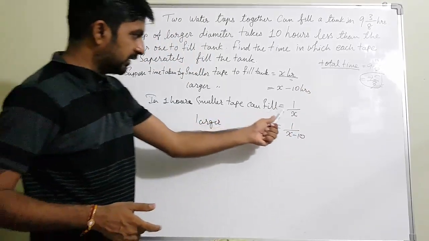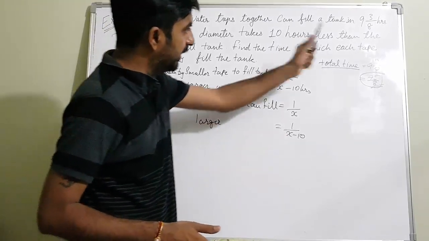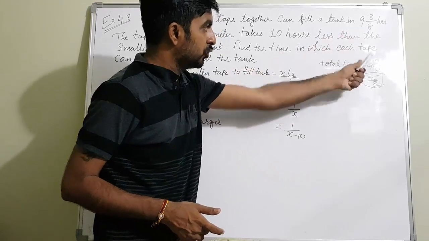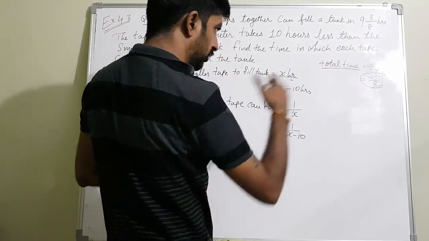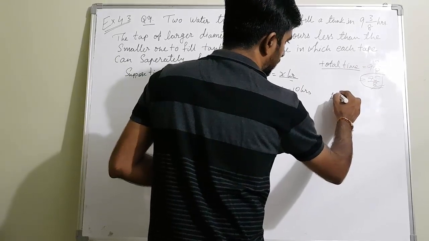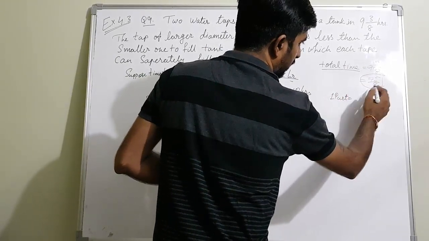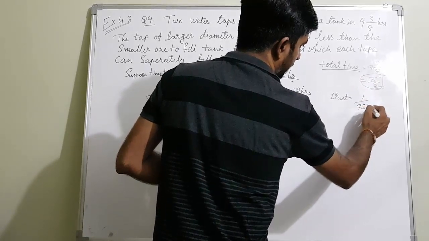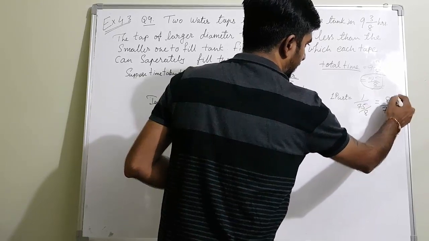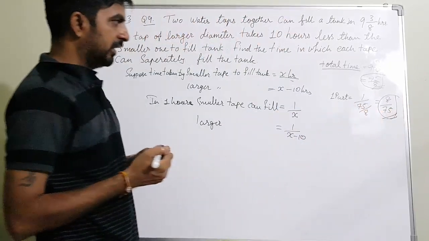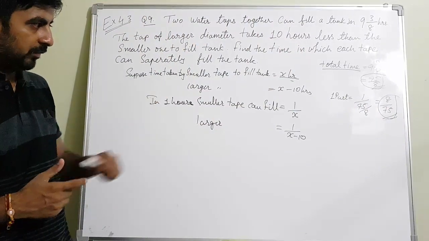Now in 1 hour the larger tap can do this much part, and the total time is this. So in 1 hour, what is one part? You take one part of this total time, that is 1 upon 75 by 8, which is 8 by 75. So in 1 hour this much water will flow into the tank by both taps together.